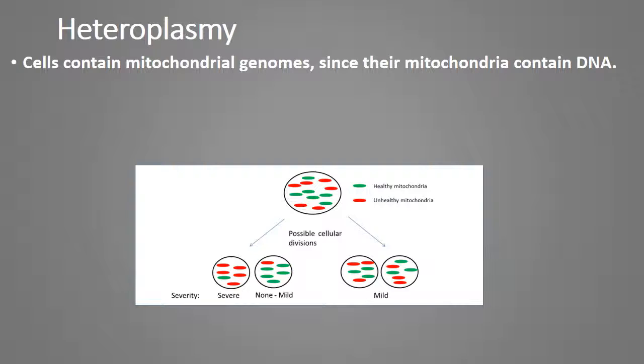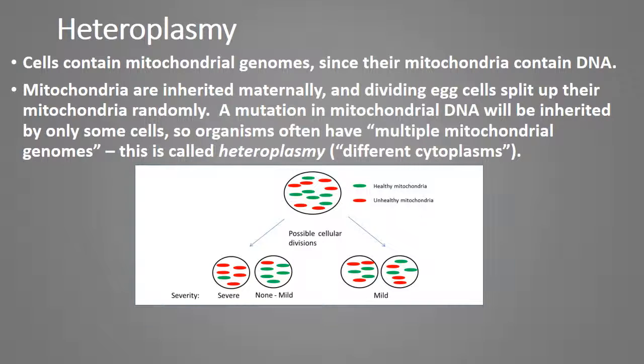So the mitochondrial DNA can mutate just like any other DNA, and if there's a mutation in mitochondrial DNA, that mutation will only be inherited by some cells, because if there's a mutation in one mitochondria, it's only going to go to one of the two offspring in meiosis.